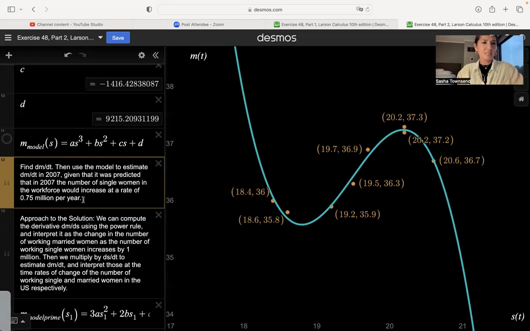And the ds/dt in this case, it says in 2007, the number of single women in the workforce increases at a rate of 0.75 million per year. So that just tells us ds/dt is 0.75 million, or 0.75, if we just look at the number part. So let's do some computation on paper.